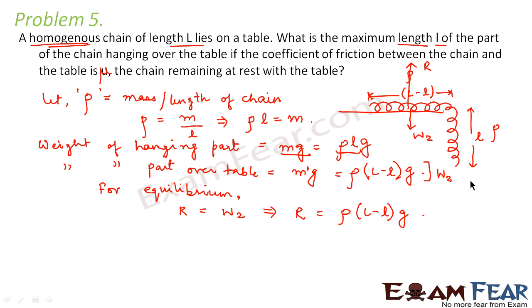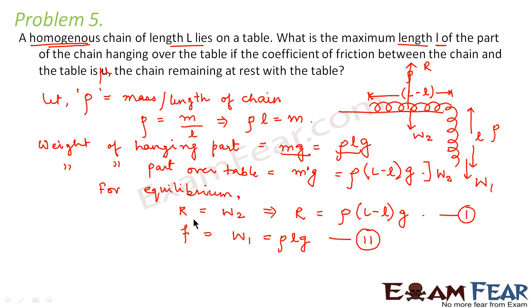Similarly, for the hanging part of the chain, there is a weight W1 acting in the downward direction. This W1 is balanced by the frictional force, because there is a frictional force opposing the movement along this direction. So we can say that the frictional force F will be equal to W1, which is equal to rho lg. So this is my first equation and this is my second equation.